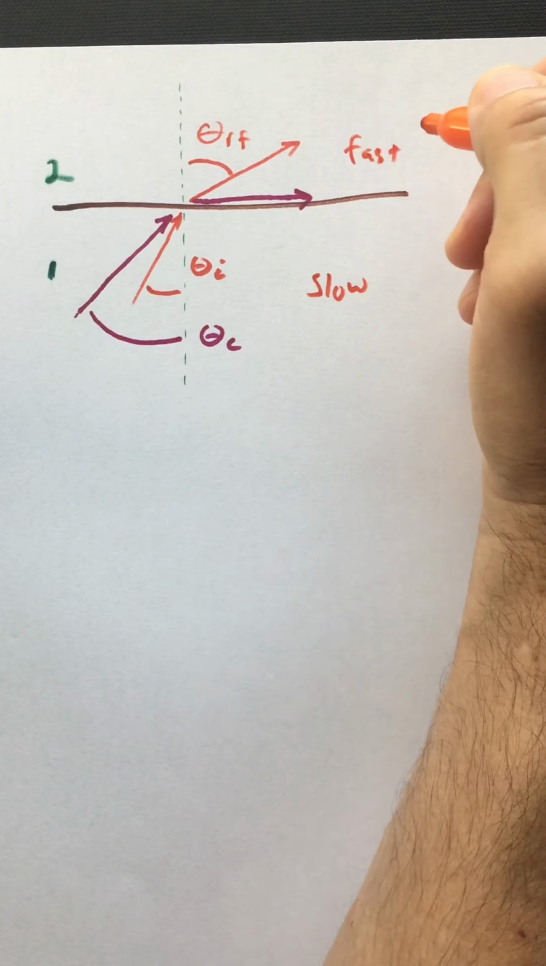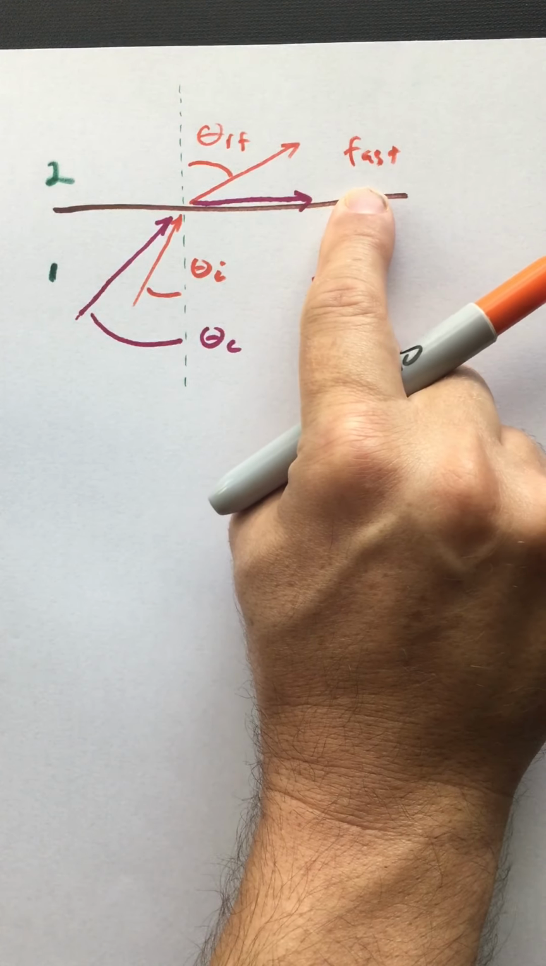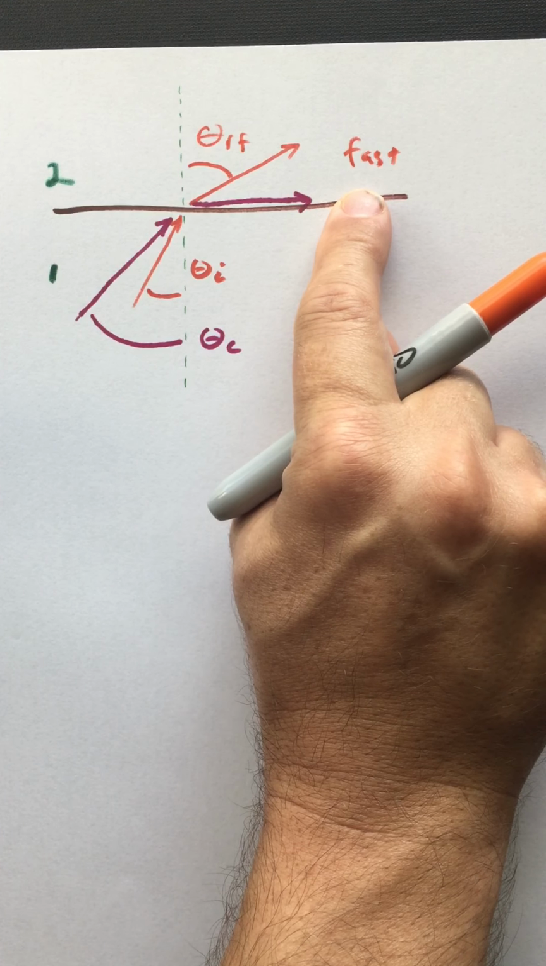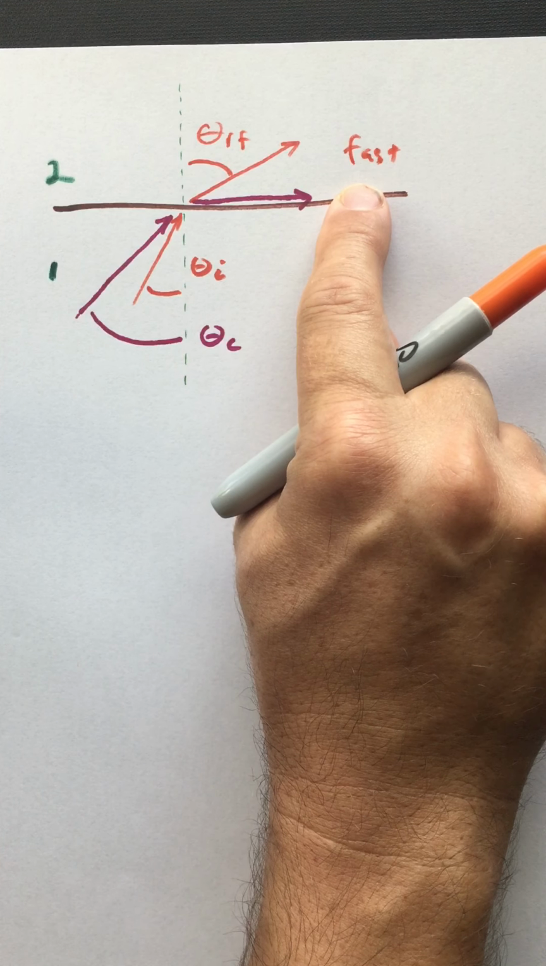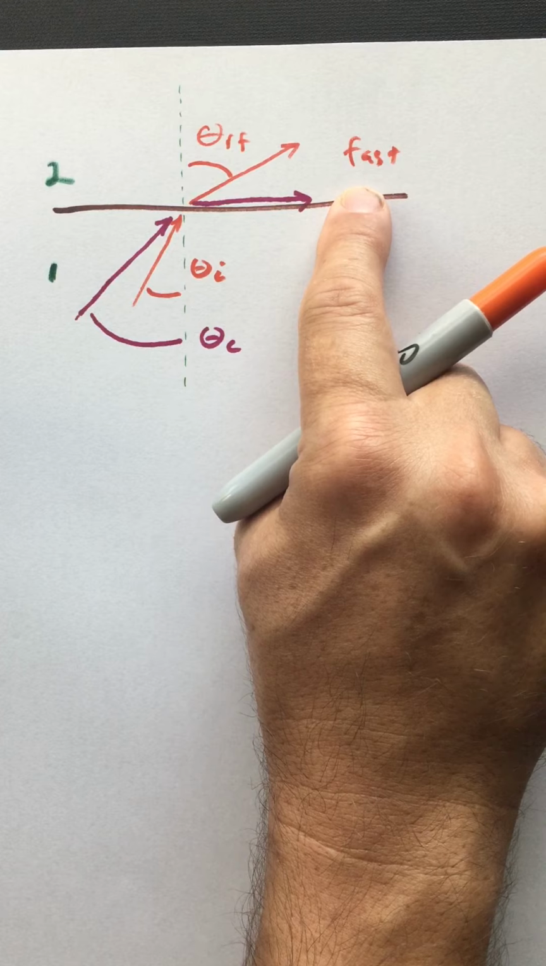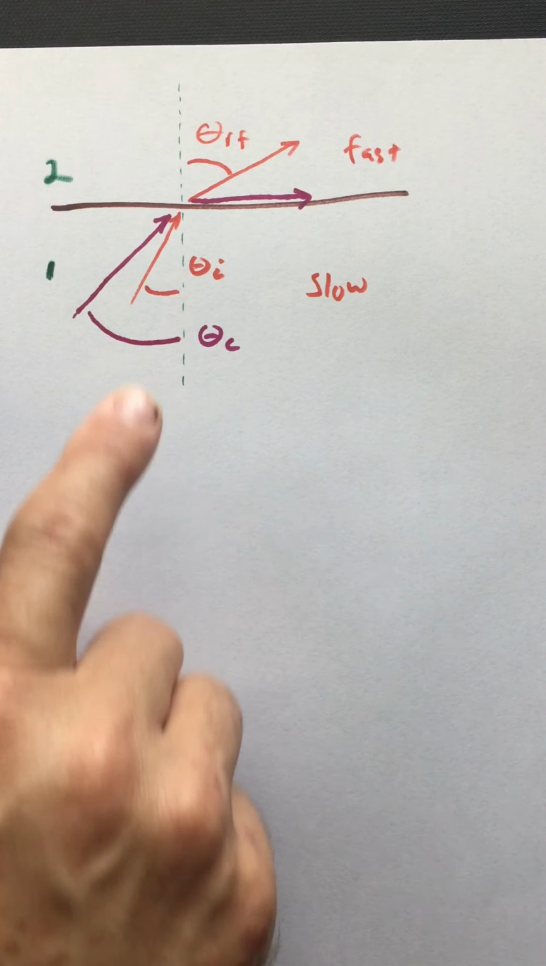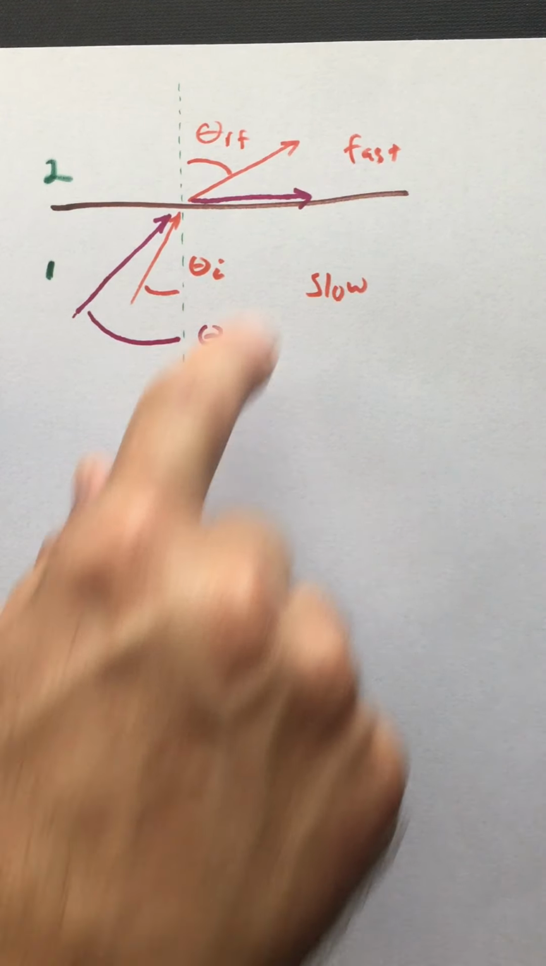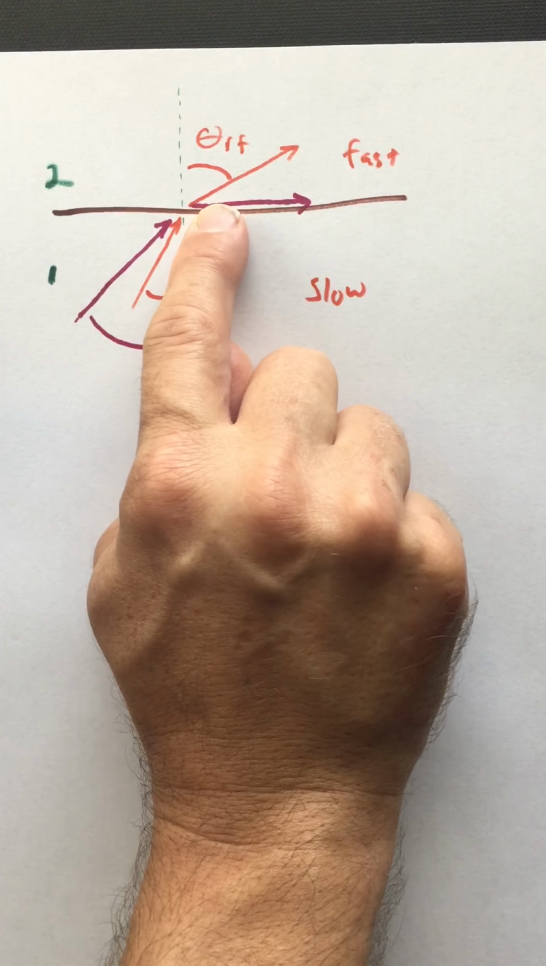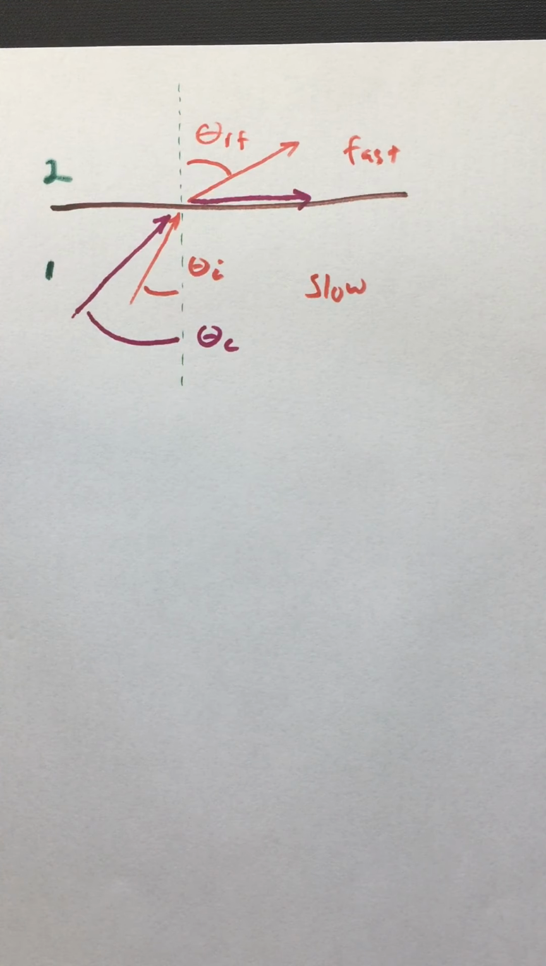Now, of course, those are relative terms. This doesn't have to be air or vacuum where light moves as fast as it ever will. It just has to be a medium where the speed of light is faster than in the incident medium. But given that situation, if I have light, and that's a big if, moving from a slow medium to a fast medium, I bend away from the normal.